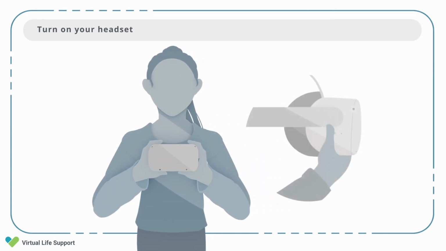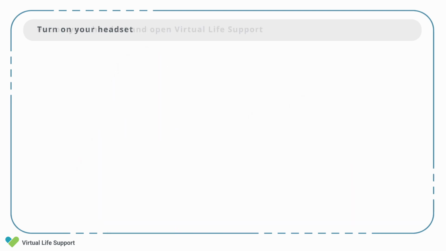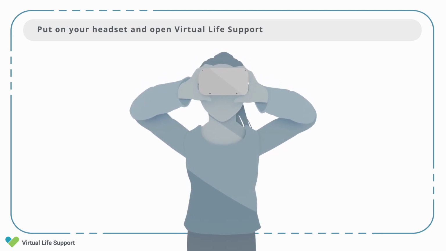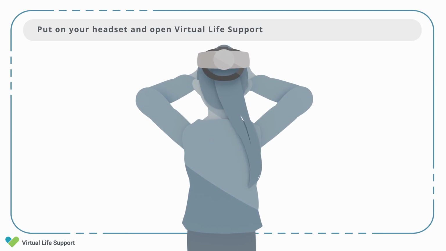First, ensure the headset is turned on. Check if the indicator light on the side of the headset is white. If it's not, press the button on the side of the headset to turn it on. You can now put on the headset. Follow the instructions the headset gives you as you have done in the previous instruction videos.